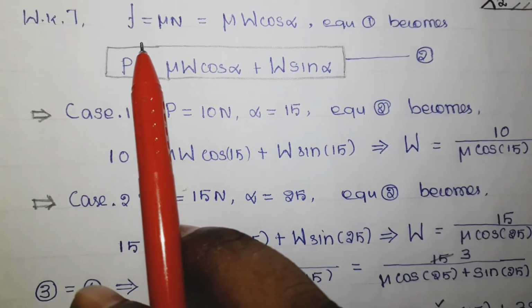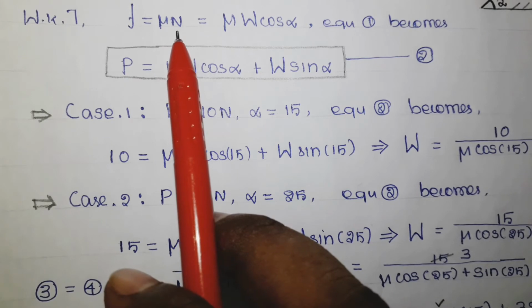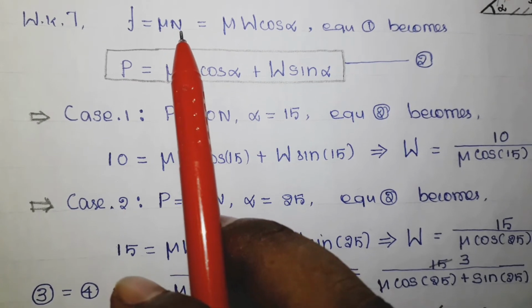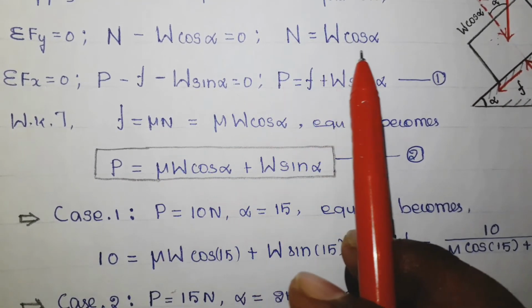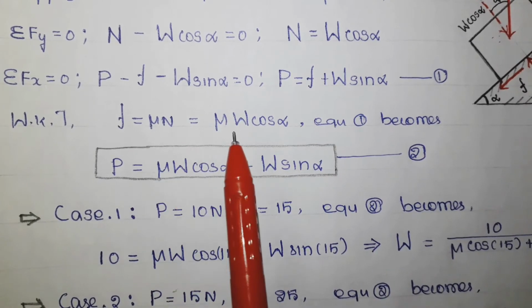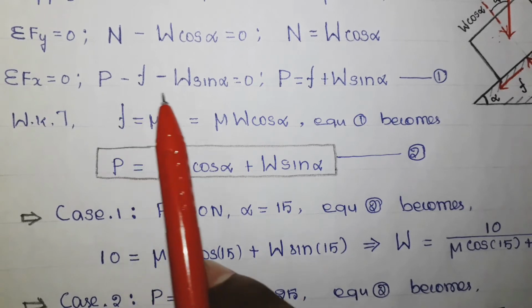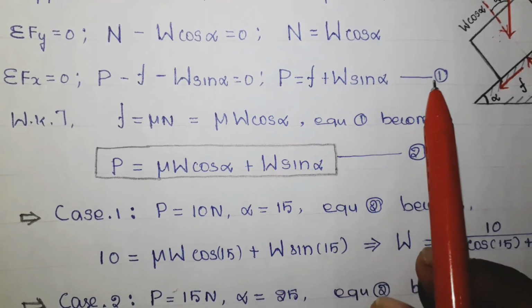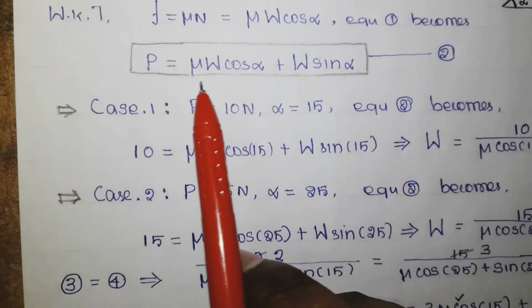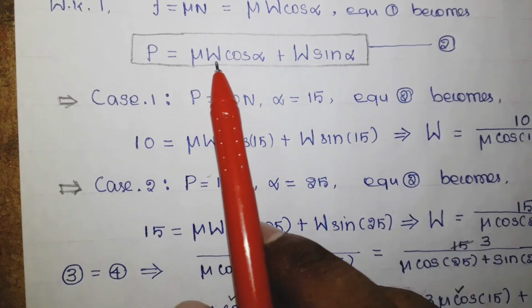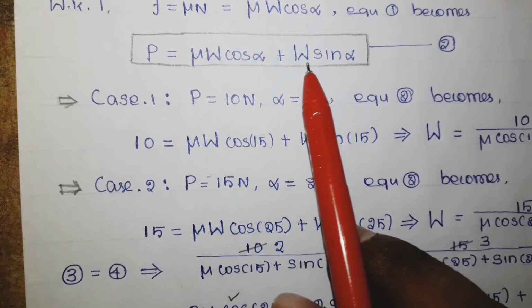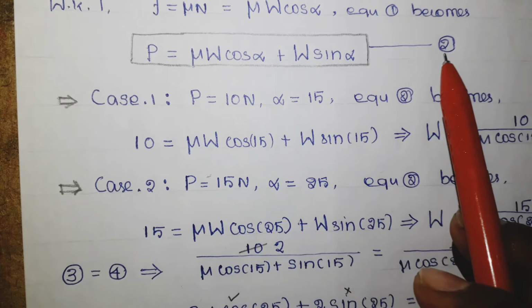We know that friction can be written as mu into N, and in the place of N you just substitute this value W cos alpha. So this equation now will become mu W cos alpha. Okay, now substitute this friction value in the first equation. So it becomes P equal to mu W cos alpha plus W sin alpha. Let me take this one as equation number 2.